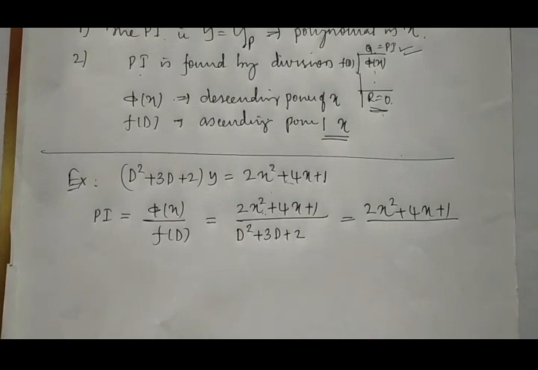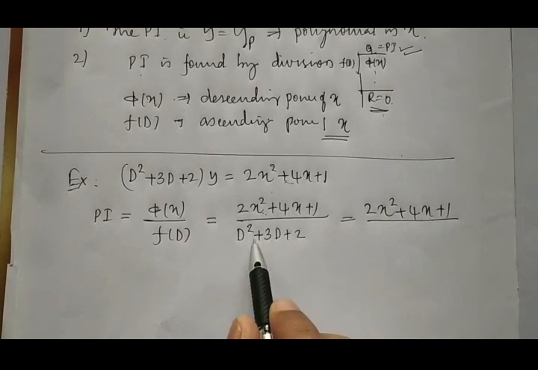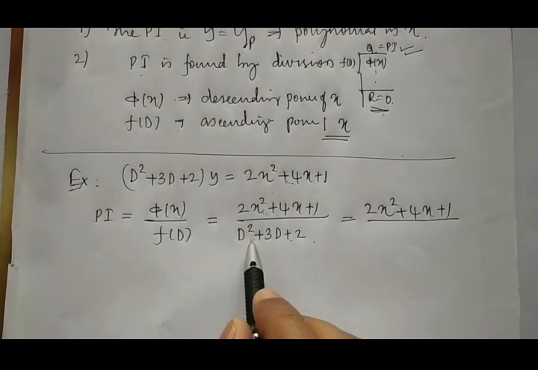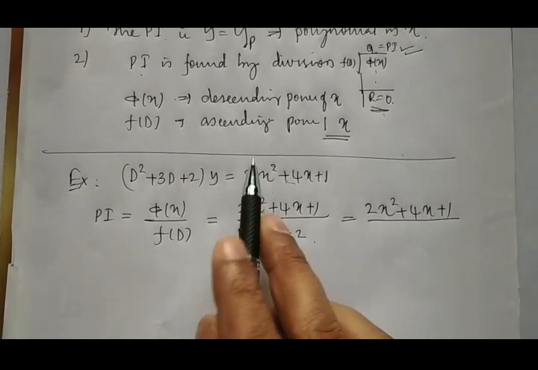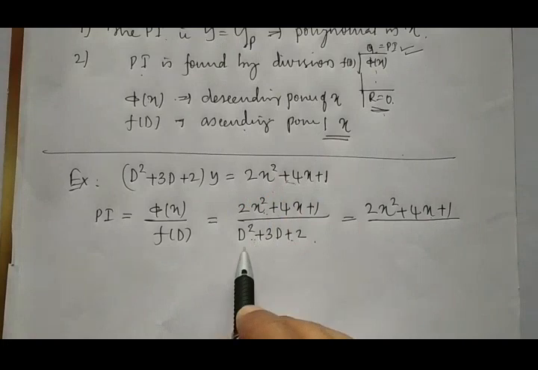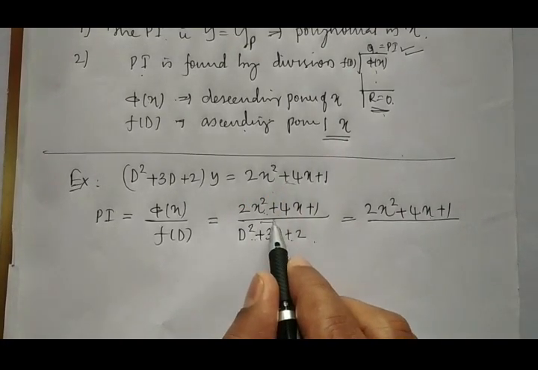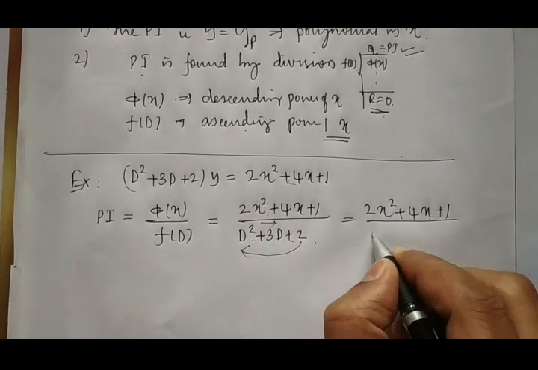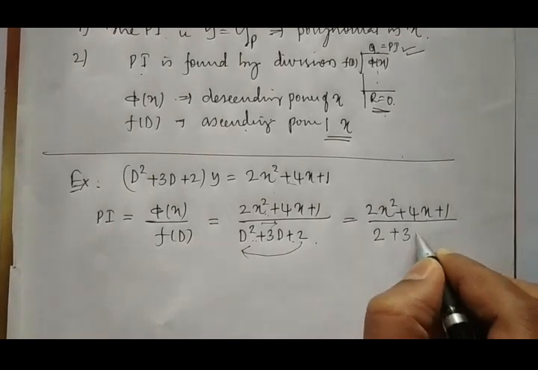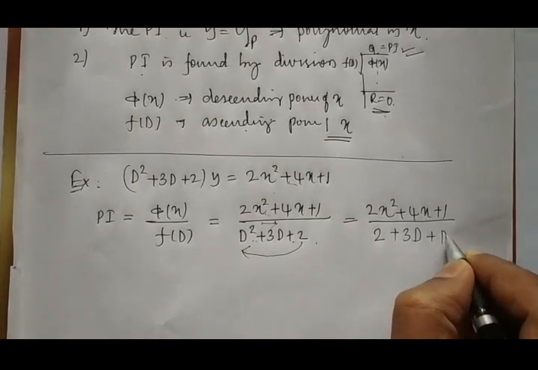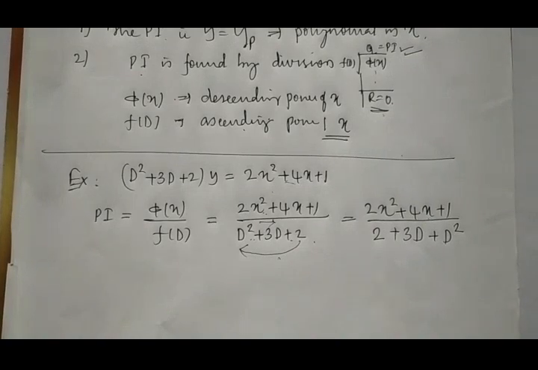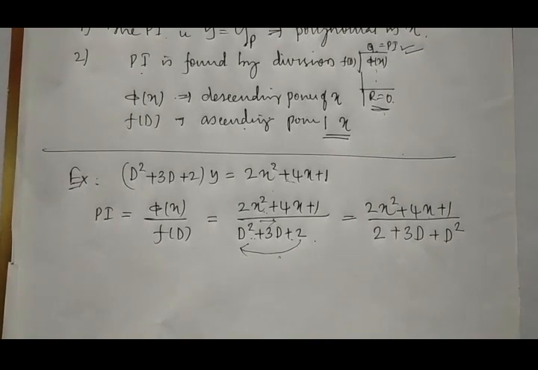What is the meaning of ascending power? Increasing order of x. In this we can see D square plus D plus 2 is given. D square is the highest one, but we need to take it in increasing order. Instead of starting from this end to this end, we need to start from this end to this end. First we take a number, then we take first order of D, then we take second order of D. Same thing, we shuffled and wrote it like this for our convenience to get our results easily.